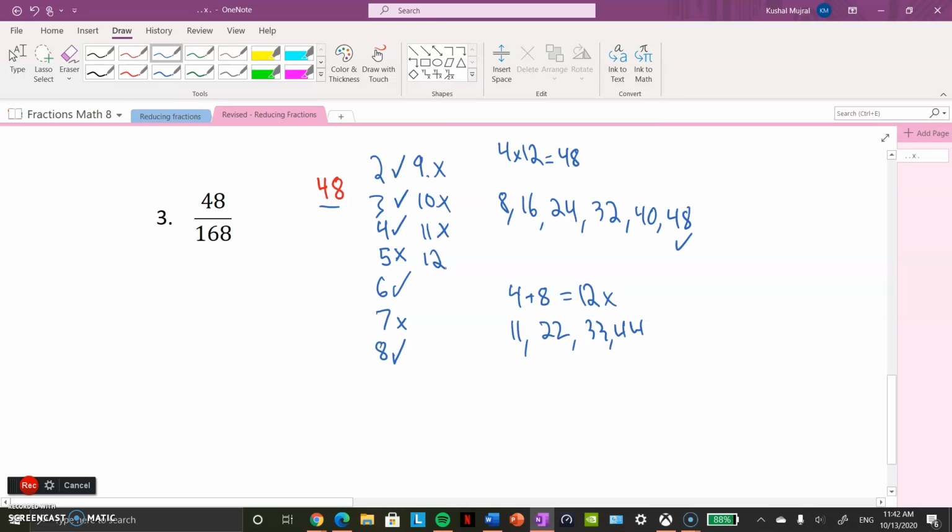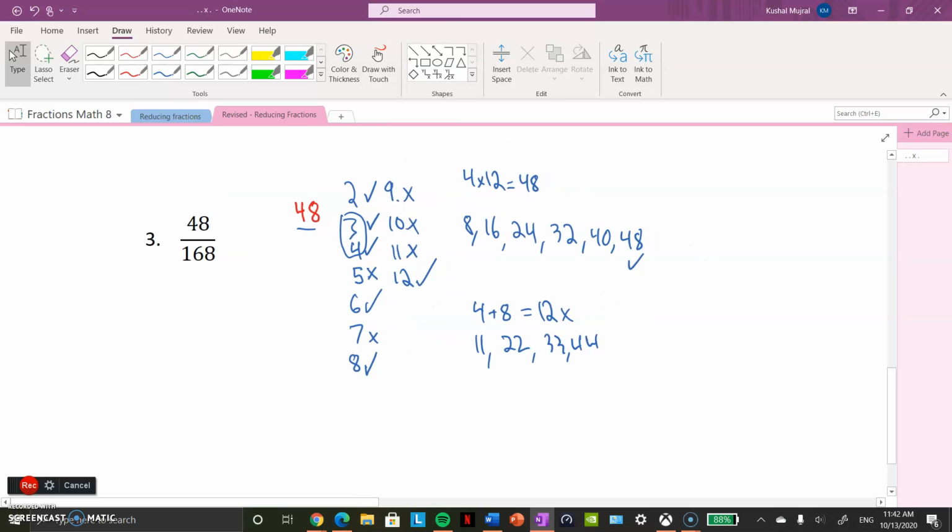Let's look at 12. For 12, if it's divisible by both 3 and 4, as it is, then 12 works too. Okay? So now we have to look at the bottom, at 168. I know this is really tedious and really long, but after you do enough of these questions, you'd be able to do most of these in your head.